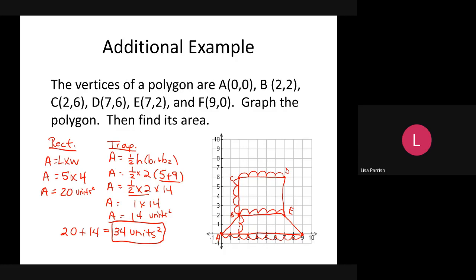Okay, again, we're just doing complex shapes. They're just on a coordinate plane. Okay, pause it if you need to catch up.